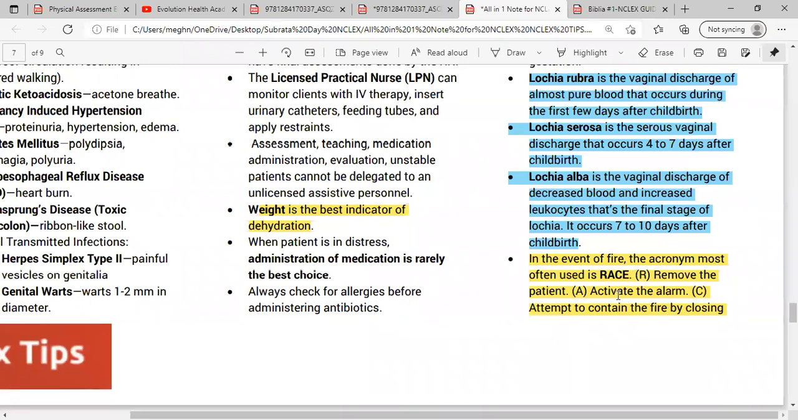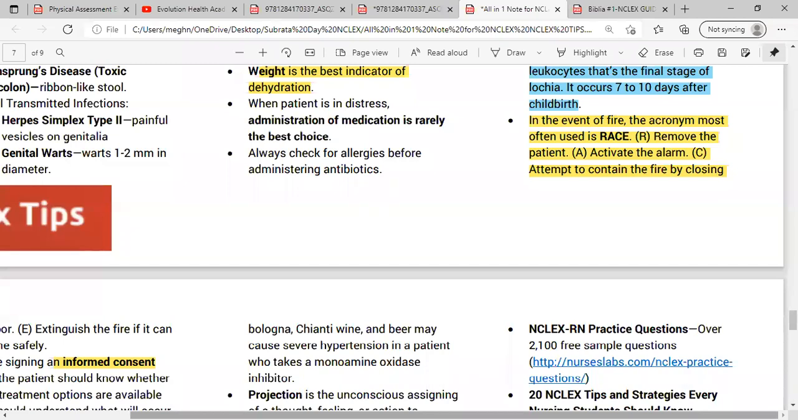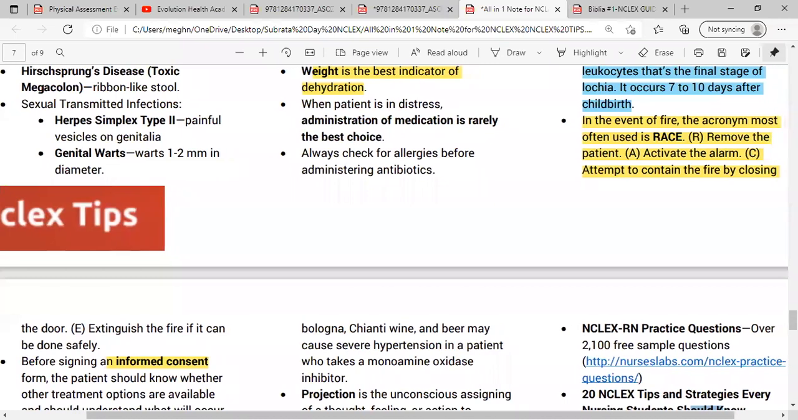Sometimes the NCLEX board asks a question about the procedure in the event of fire. In the event of fire, we have to follow 4 rules: remove the patient, activate the alarm, and attempt to contain the fire by closing the door. So how can we easily remember them?